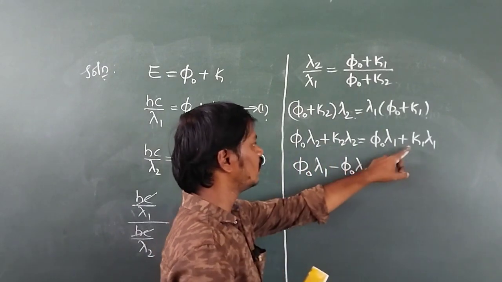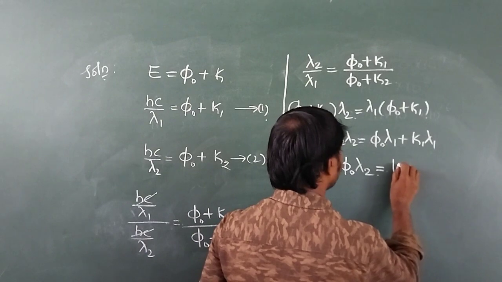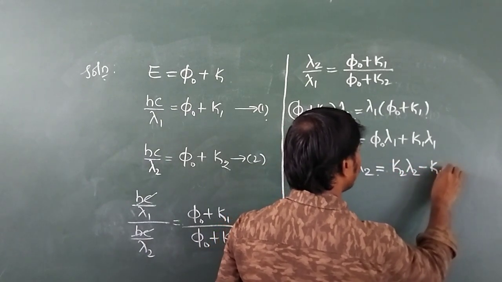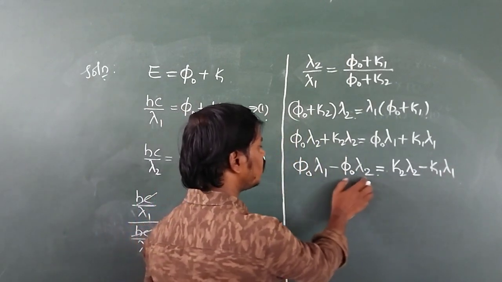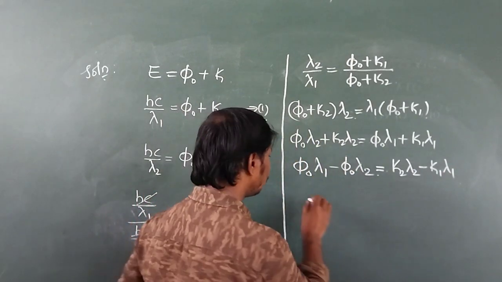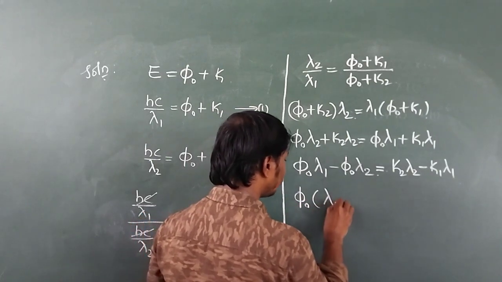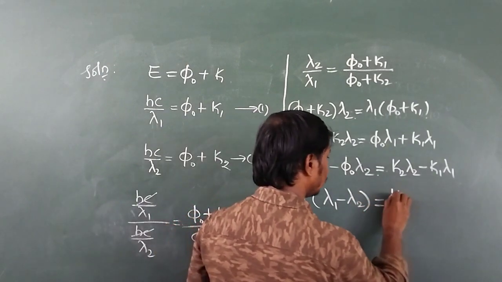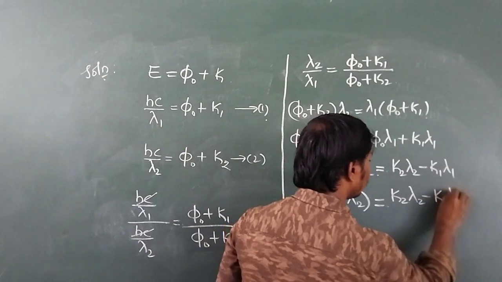And k1 lambda 1 taken to the left hand side. Then it is k2 lambda 2 minus k1 lambda 1. So what is common in these two? Pi naught is common. Then taking pi naught as common, pi naught into lambda 1 minus lambda 2 is equal to k2 lambda 2 minus k1 lambda 1.